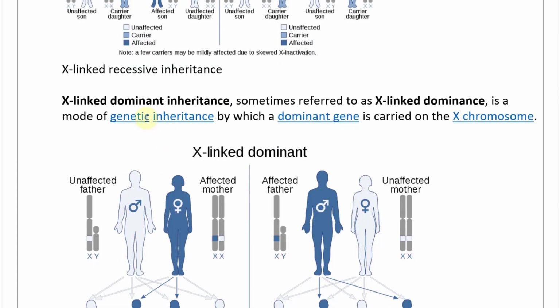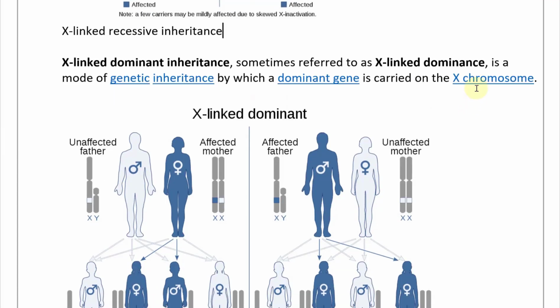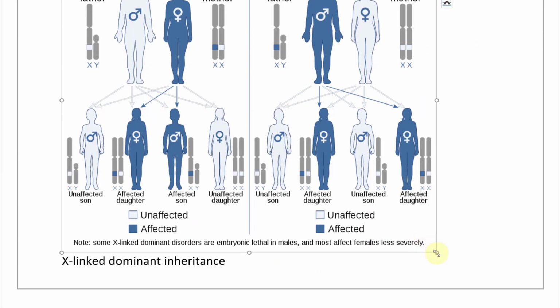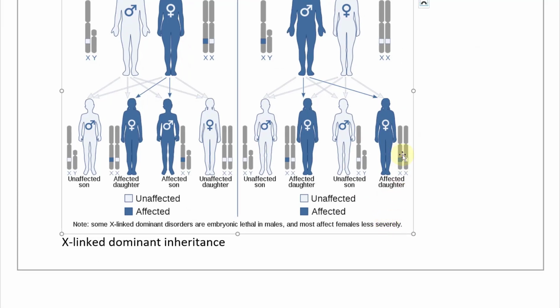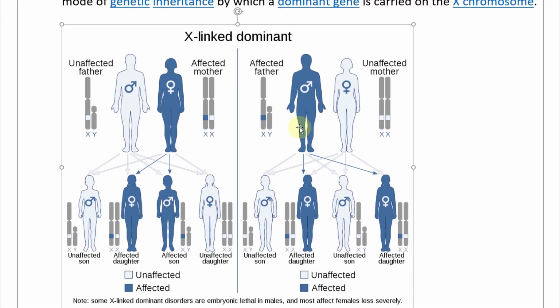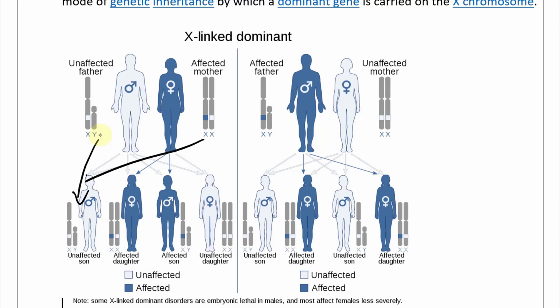So very interesting. Now let's look at X-linked dominant inheritance, sometimes referred to as X-linked dominance, which is a mode of genetic inheritance by which a dominant gene is carried on the X chromosome. So basically the opposite of the recessive. If it shows up anywhere, in male or female, the person is going to be affected. So in this example, with an unaffected father and affected mother, you swap it over. This one would be XY, this Y goes over here, and this X goes over there.